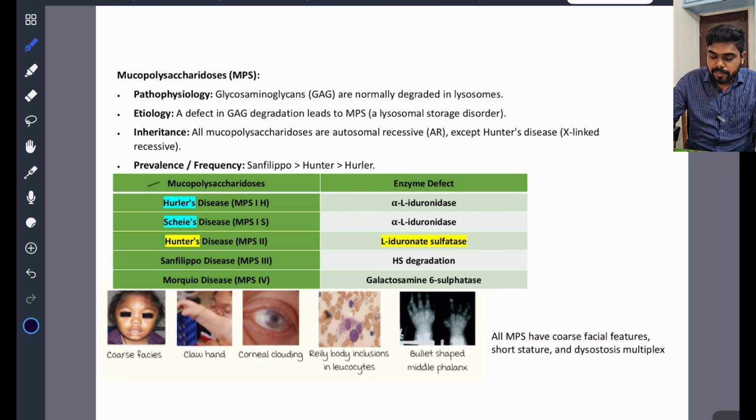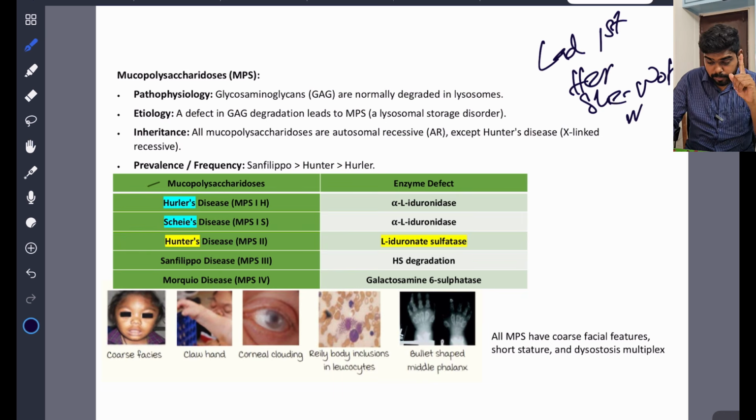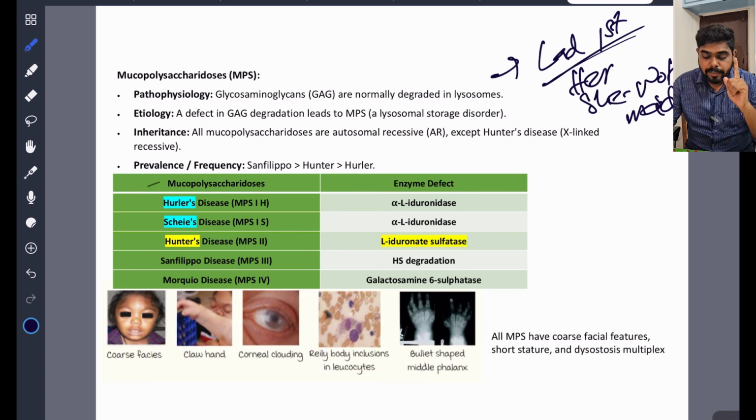So ladies first. Hurler and Hunter. Pardon me for the mistake at the beginning. I said it the wrong way round because Hurler and Hunter are similar words. So ladies first: for Hurler, first MPS. Hurler is having all positive. Hunter is not mad, mental retardation is not there. All other things are there.